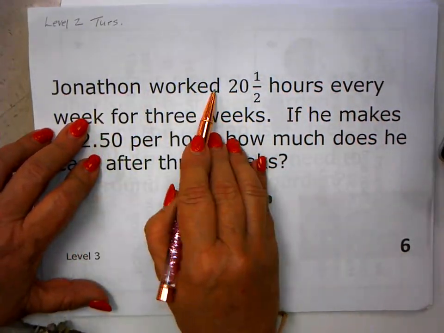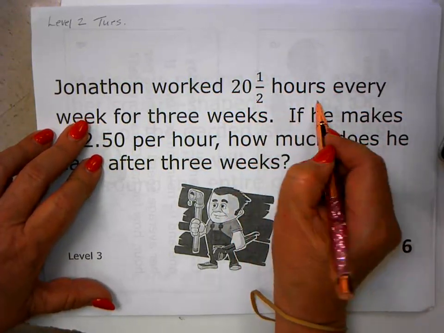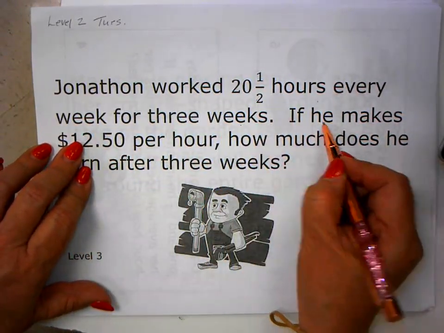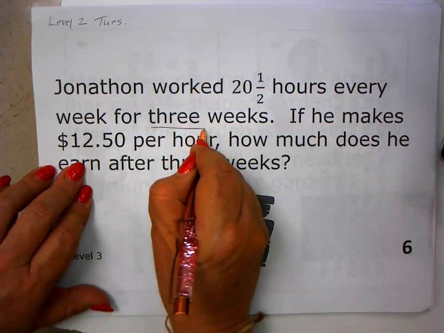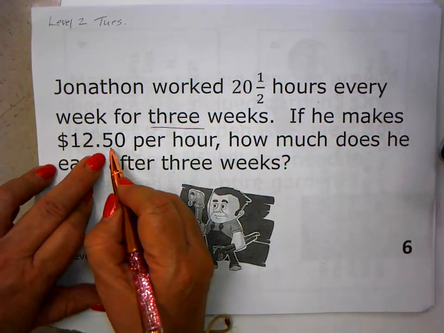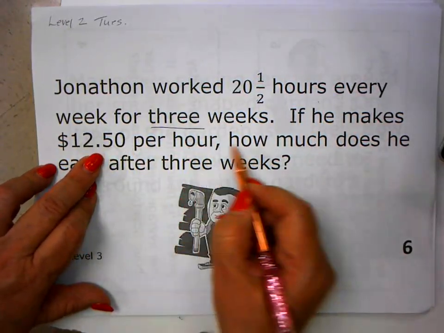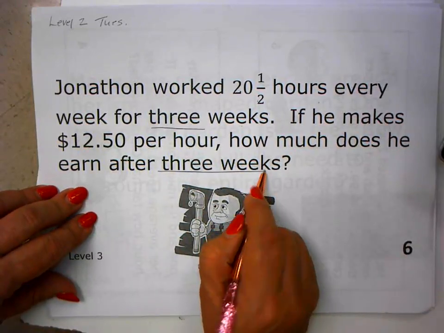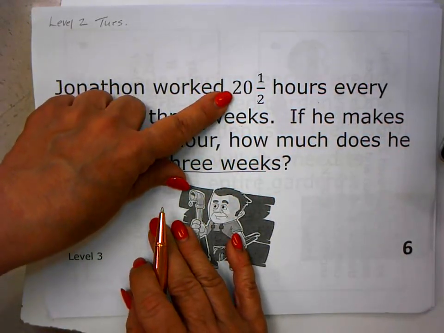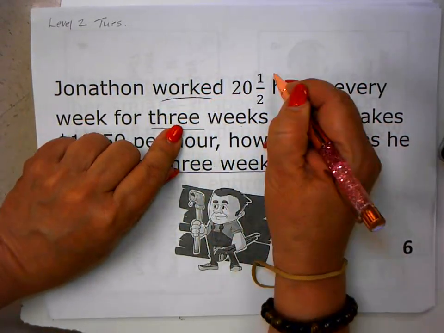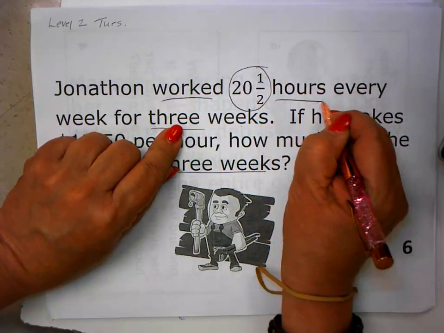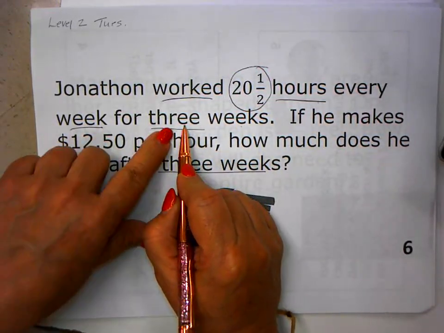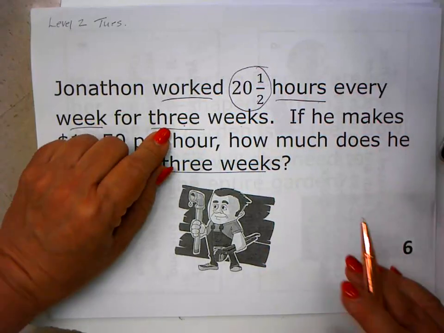So Jonathan worked 20 and 1/2 hours every week for 3 weeks. If he makes $12.50 per hour, how much does he earn after 3 weeks? Okay, so we know that he worked 20 and a half hours every week for 3 weeks. So this is going to be a multi-step.